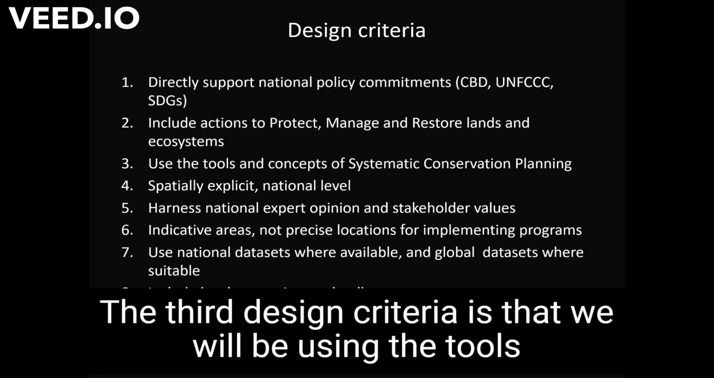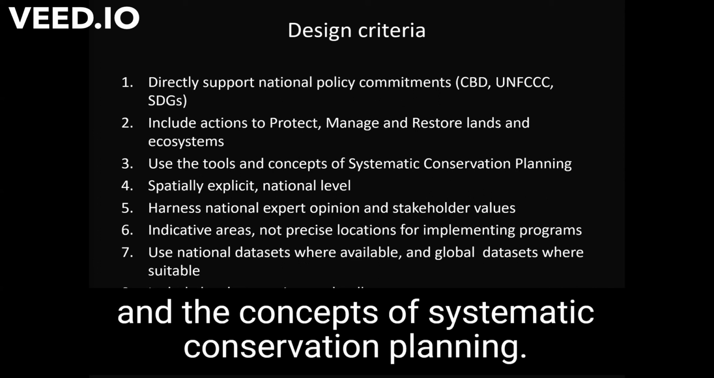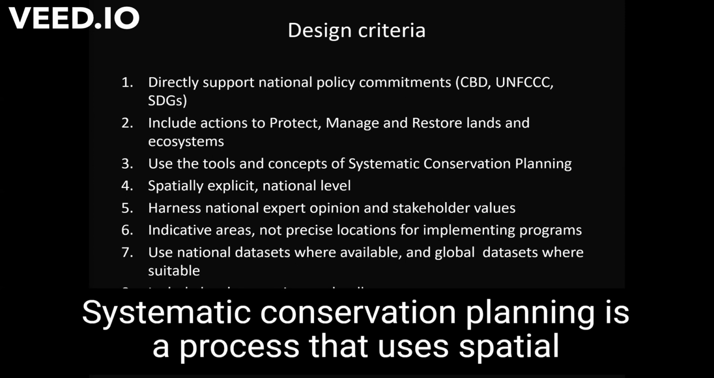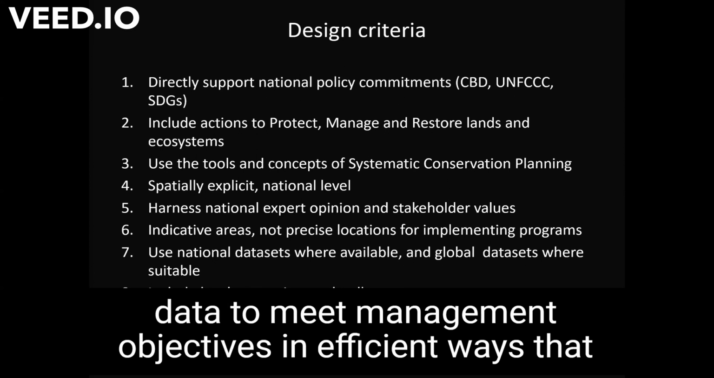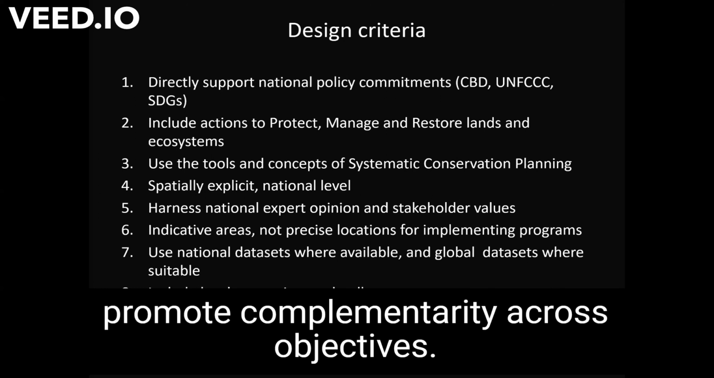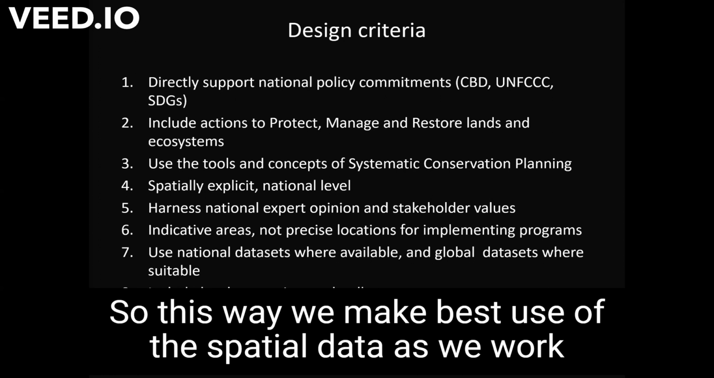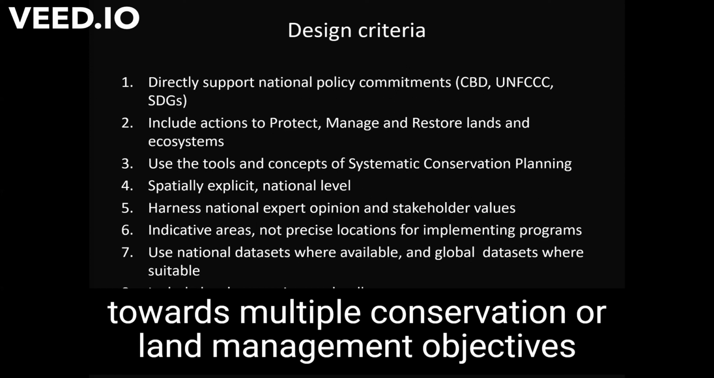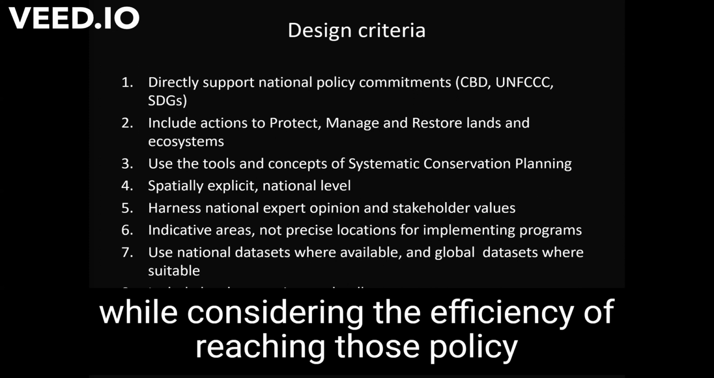The third design criteria is that we will be using the tools and the concepts of systematic conservation planning. Systematic conservation planning is a process that uses spatial data to meet management objectives in efficient ways that promote complementarity across objectives. So this way we make best use of the spatial data as we work towards multiple conservation or land management objectives while considering the efficiency of reaching those policy commitments.